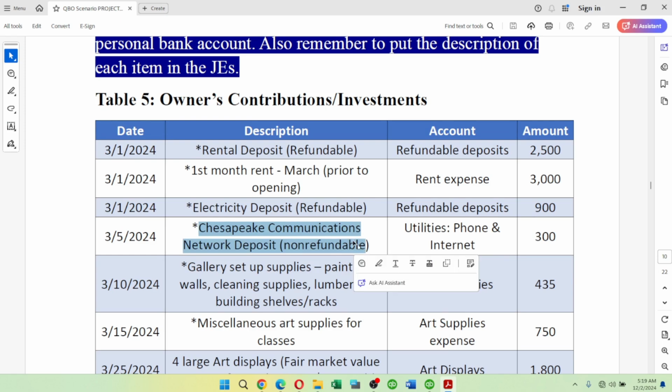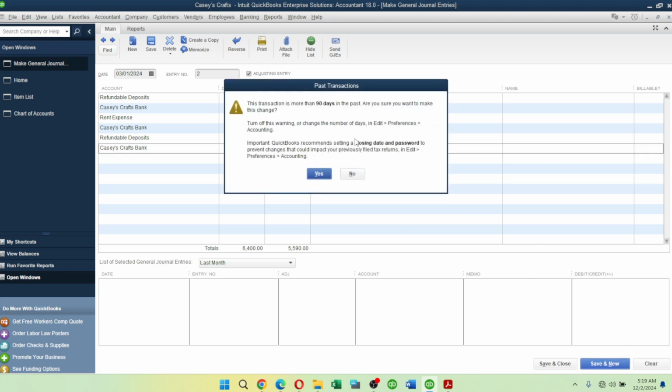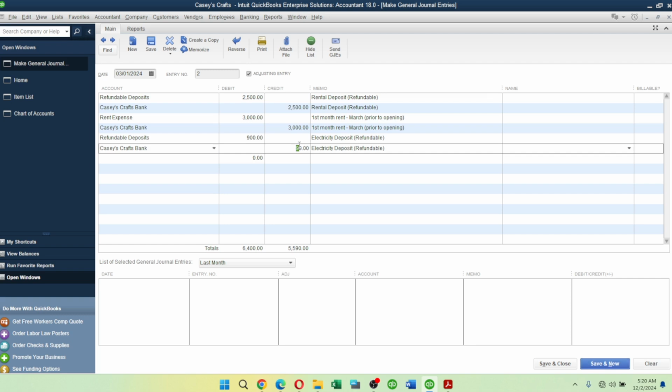Because it's a different date, I will have to save this and continue. If you look here, if the credit and debit sides are not equal, this account is not going to be balanced and it is not going to be saved. So let's see what will happen. Yes, now you can see the transaction is not in balance. Please make sure the total amount in the debit column equals the total amount in the credit column. So we have to just make it equal.